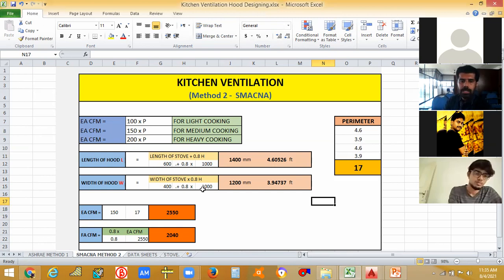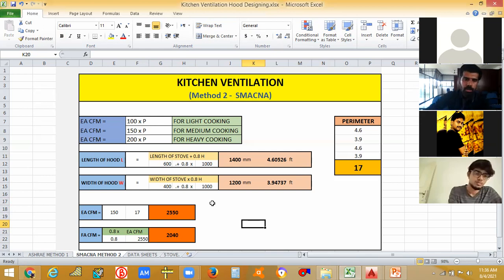So just multiply 80% of the exhaust air and you will get the fresh air. See here, 2550 into 0.8 or 80%, you got 2040, which means 2040 is the supply air and 2550 is the exhaust air. I think it is very clear, right?